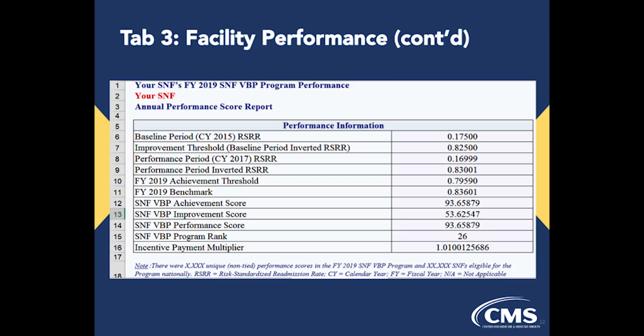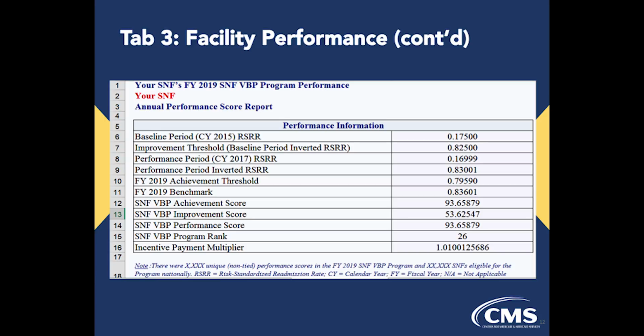Rows 10 and 11 contain the fiscal year 2019 achievement threshold and benchmark. These values were provided in the fiscal year 2017 final rule and are used to set performance standards and in calculating your facility's achievement and improvement scores. Rows 12 and 13 contain fiscal year 2019 achievement and improvement scores. The improvement score is calculated based on how much the SNF's performance improved compared to the baseline period. The achievement score is calculated based on the SNF's performance in the performance period, calendar year 2017.